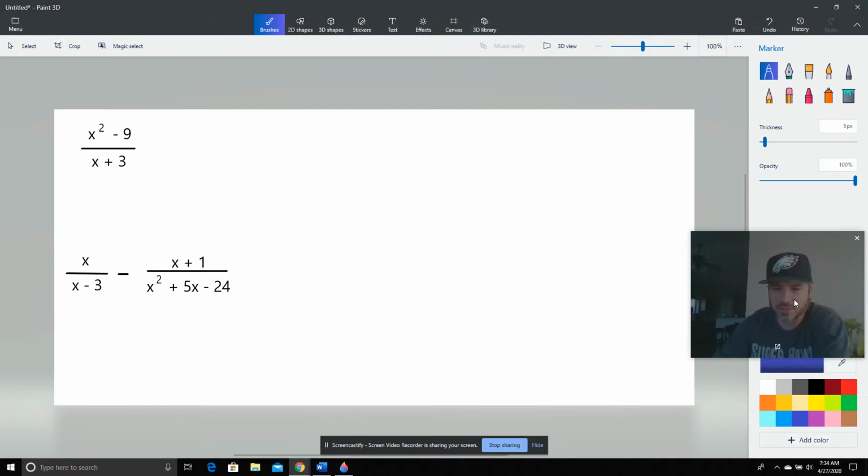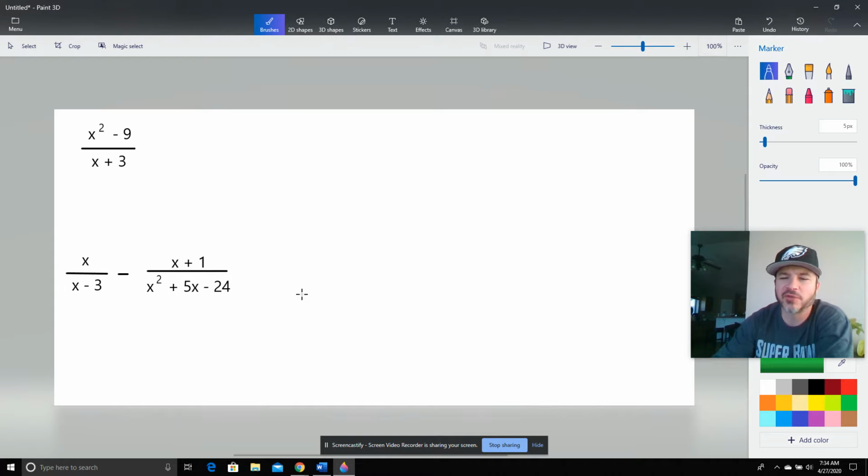Hello, college algebra. So today we're going to simplify rational expressions. So this last unit, the last thing we need to look at this week is rational functions. And the first step with rational functions is determining if it's even rational.